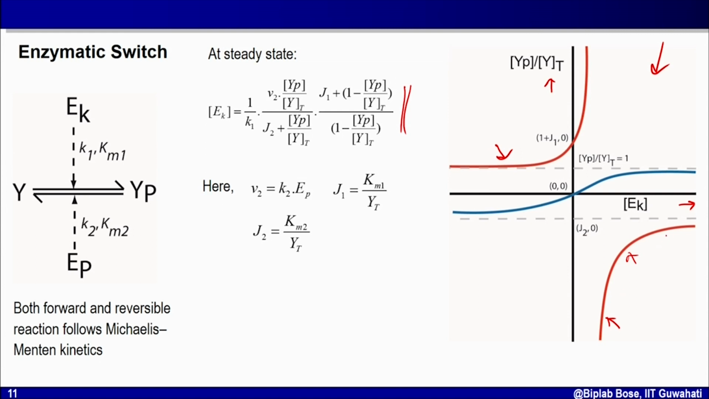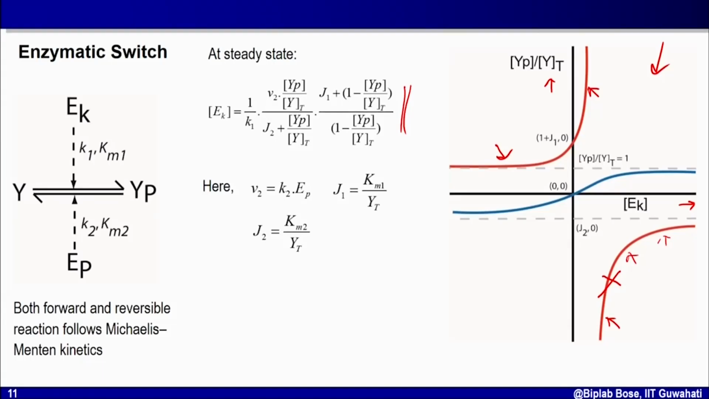Now in this particular red line, Ek is positive, but Yp by Yt is negative. That is not possible in our system. Mathematically that may be possible, but I cannot have a negative value for the fraction of the protein phosphorylated. So I will not bother about this one. Look into the other red line, this one. This is also coming from my relationship. If you plot it using a plotter, you will get that. Now here what is happening? See, in this part, Ek is positive, that is possible. Yp by Yt is also positive, that is possible.